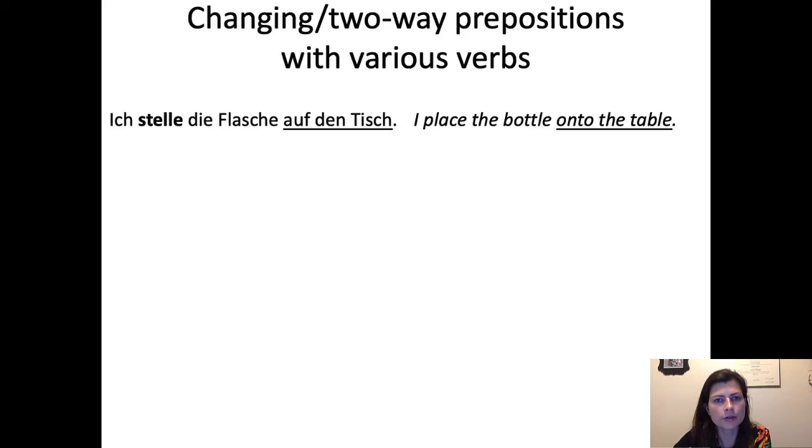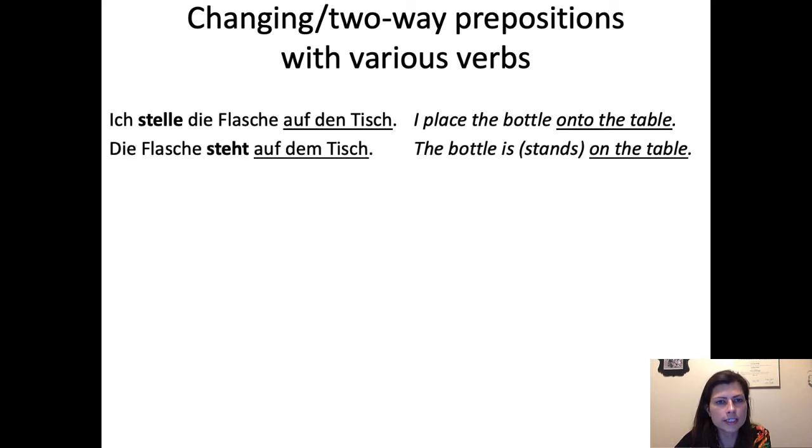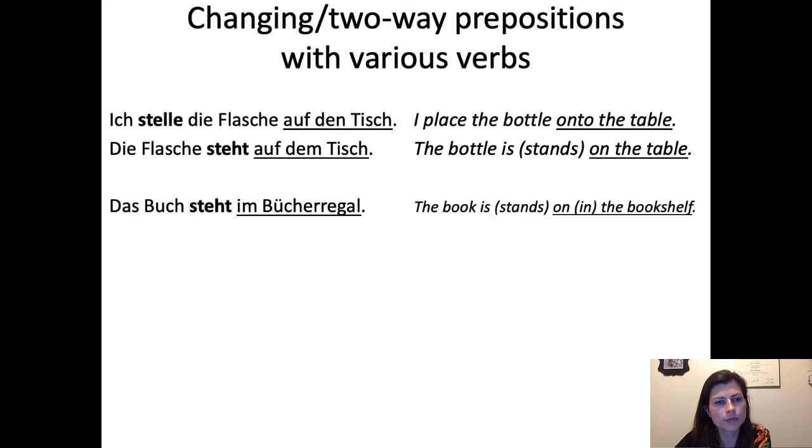What about with the various verbs? Some verbs imply movement and some verbs imply stationary. So, ich stelle die Flasche auf den Tisch. Stellen, to place, implies movement, so it goes with the accusative. But stehen means to stand or just to be there, and so that one is going to be the dative because it implies stationary. Die Flasche steht auf dem Tisch. Here we have stehen again. Das Buch steht im Bücherregal.